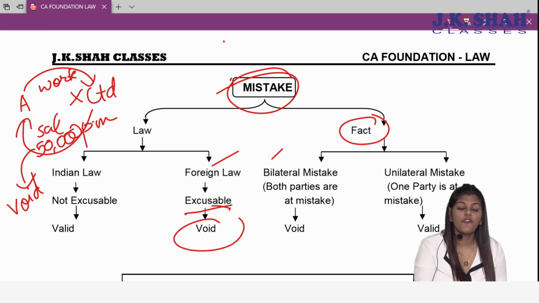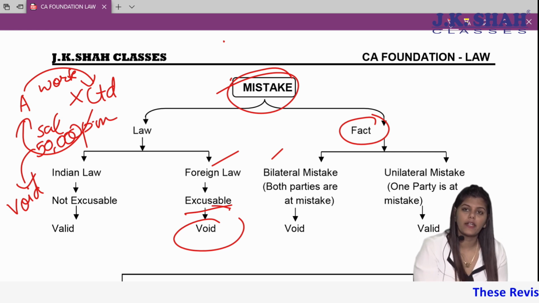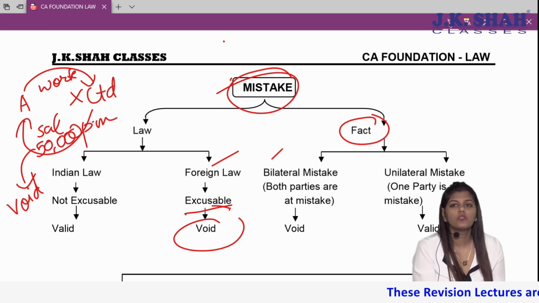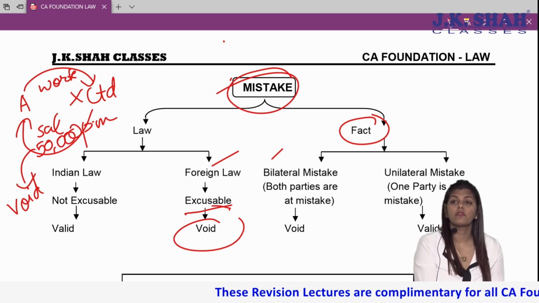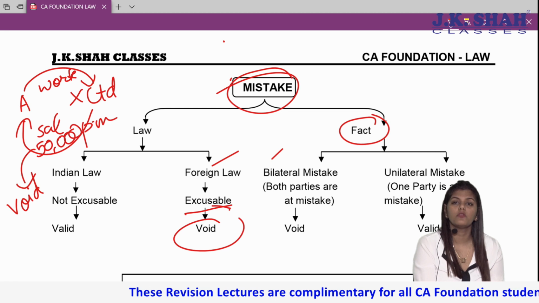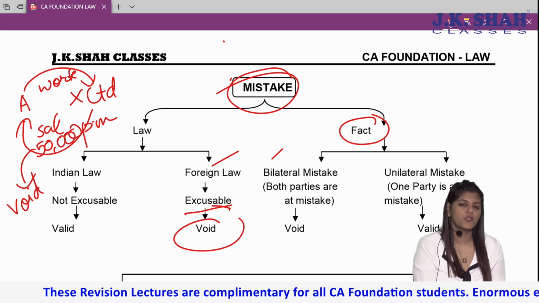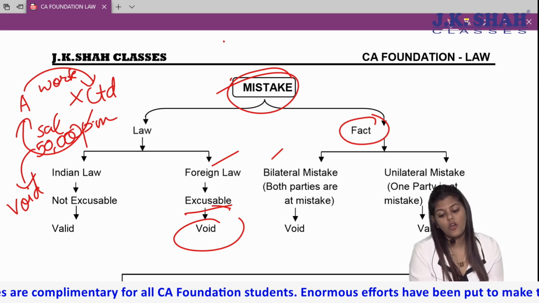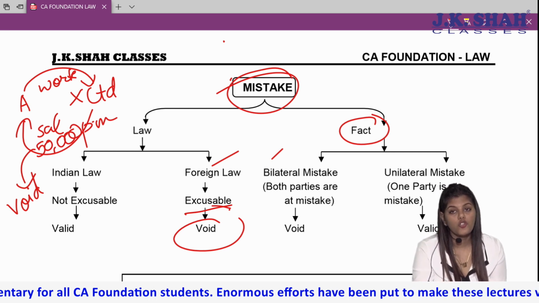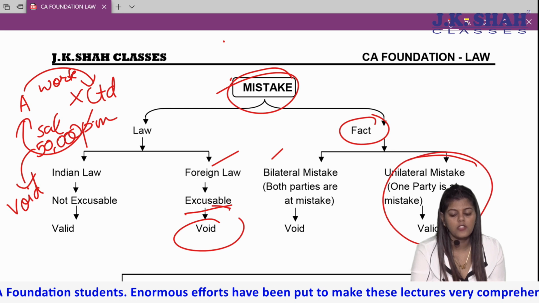Then, mistake of fact. What do you mean by the word fact? Fact means truth. Truth is you people are sitting and studying there. Oh wait, that's an assumption. No, it's the truth. Fine. The fact is you people are studying. So if you make a mistake of fact, let's talk about unilateral mistake first. It's valid.